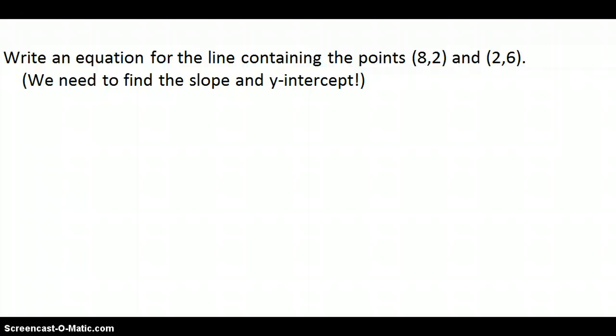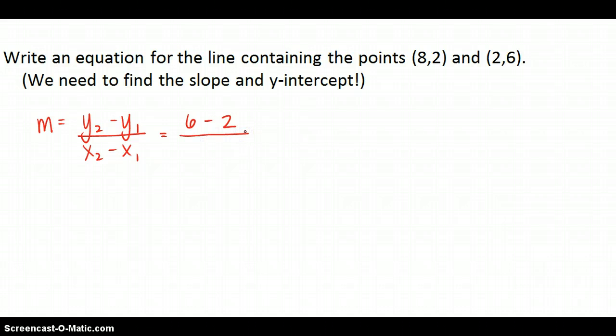So again, we're going to start the same way that we did in the last example. We first need to find the slope. We're not given a graph, so we have to use our slope formula again: y2 minus y1 over x2 minus x1. So I plug in my y values, which are 6 minus 2, over my x values, which would be 2 minus 8, and I simplify that to get 4 over negative 6.